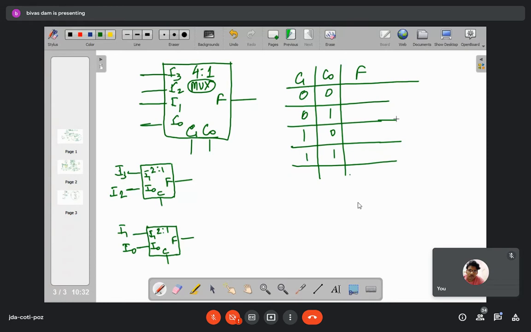When C1, C0 both are 0, what should be the value of F? It should be the value of I0. That means whatever is connected to I0 will be available in F. When C1 is 0 and C0 is 1, F should be I1. Then I2, then I3.